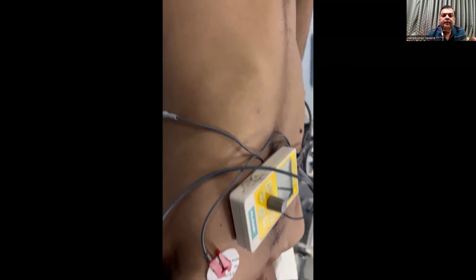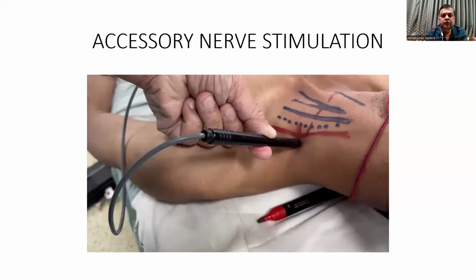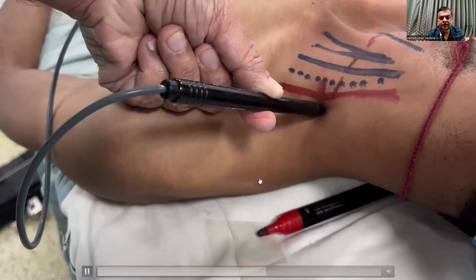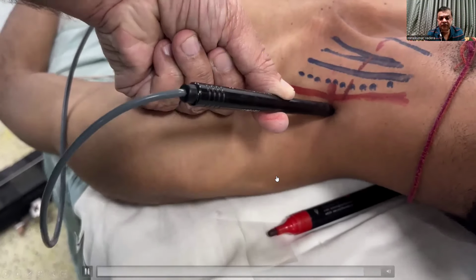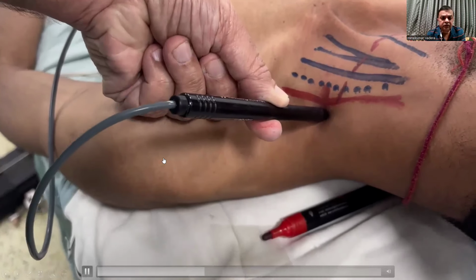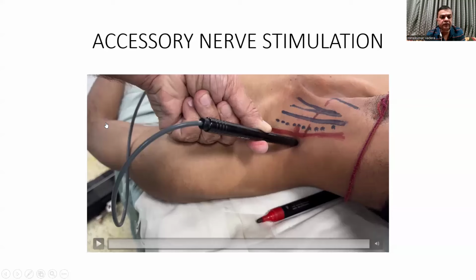That is the contraction of diaphragm. This is not desirable response. So what else? Sometimes when you are too posterior, you will stimulate the accessory nerve that will cause the contraction of the trapezius muscle. Again, this is not desirable response. I will not accept this response. Desirable response is the response of the pectoral muscles, deltoid muscle, or biceps or triceps muscle.